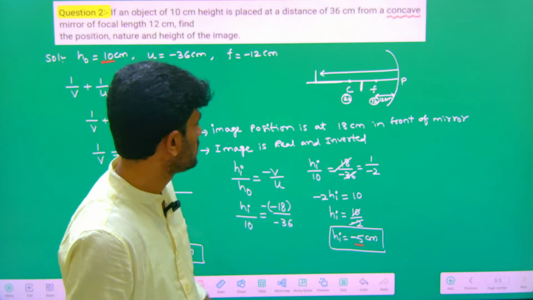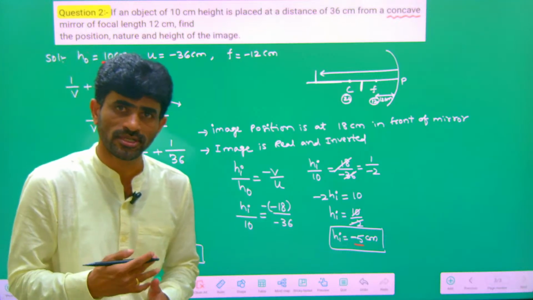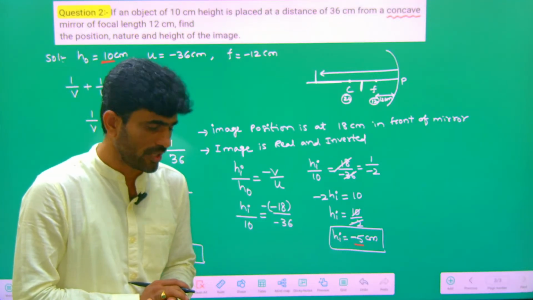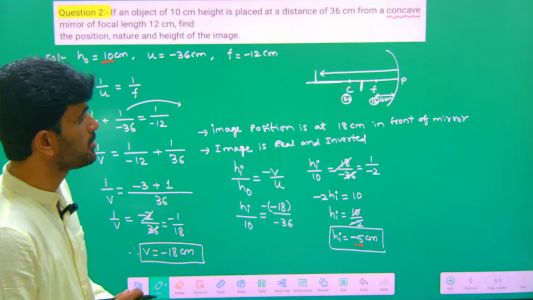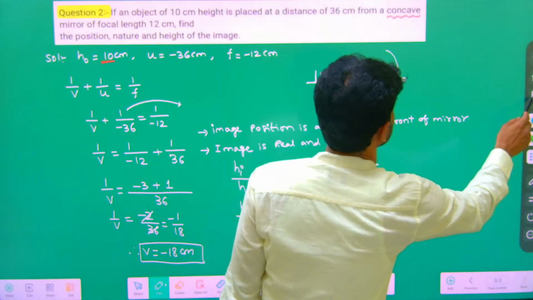So this is okay. This is one more problem we have seen. Hope you got an idea about how to do problems related to concave mirrors. Now let us see one or two problems related to convex mirrors.